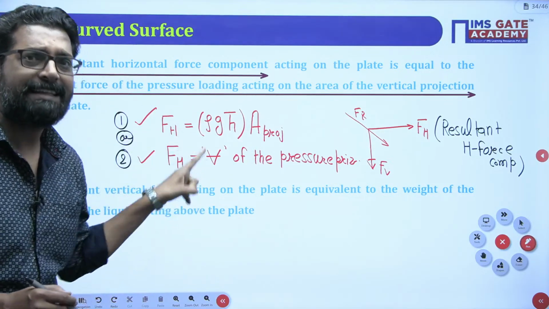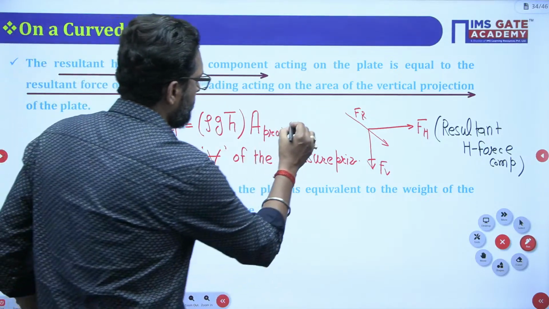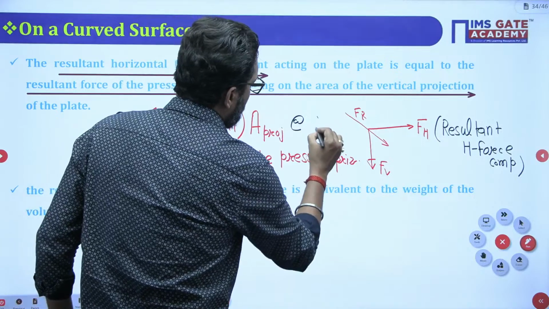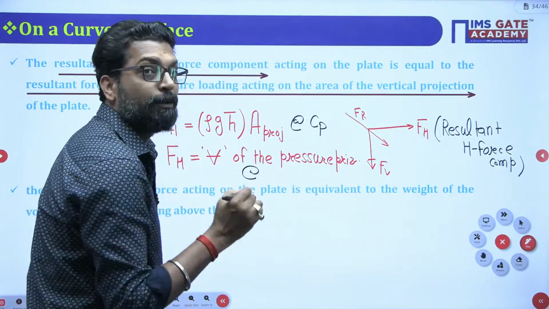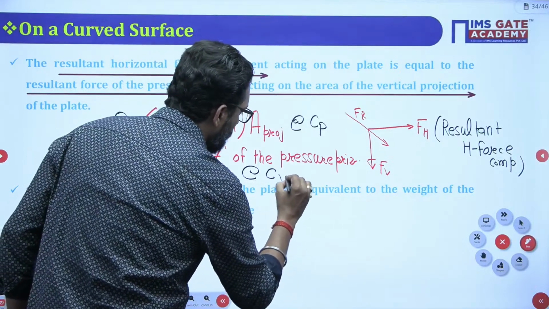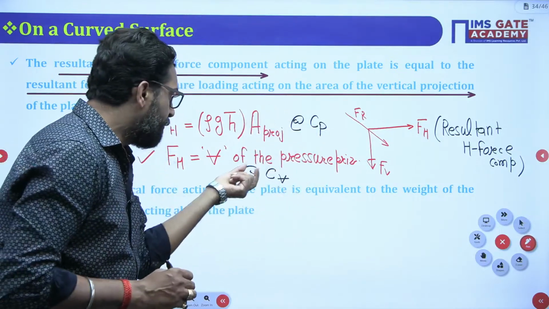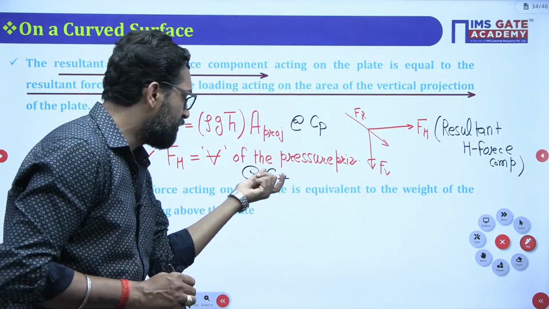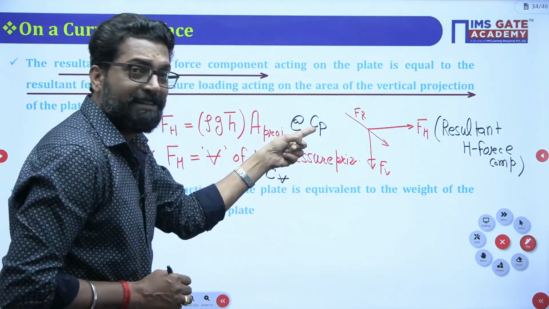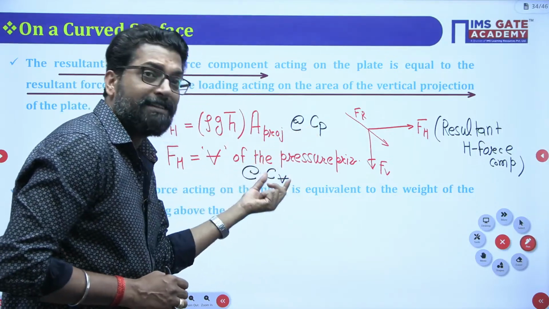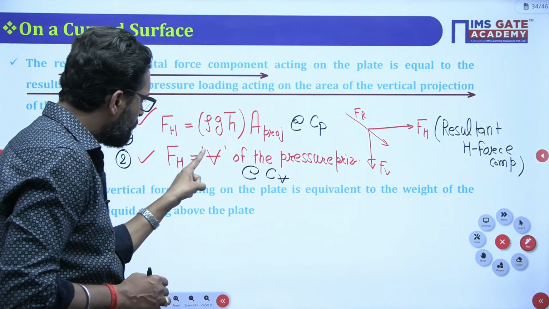Where will it act? It will act at the center of pressure, Cp, or in this sense it will act at Cv. That means the center of the volume of this pressure prism, the CG of this volume, is Cv. Cp is the center of pressure. Cv is the CG of this volume. So hydrostatic force is equal to volume.